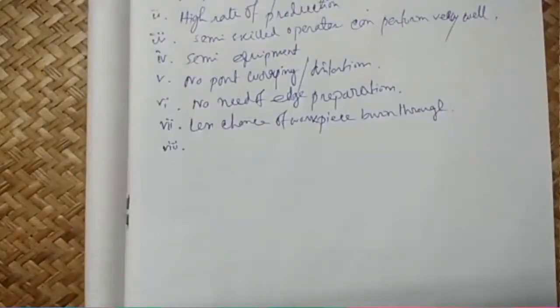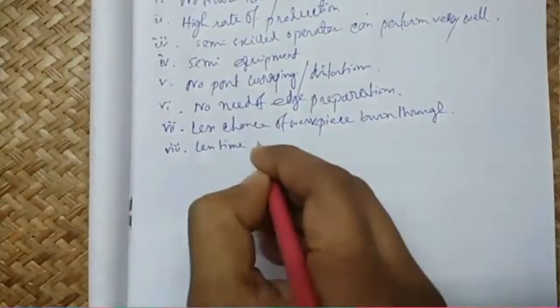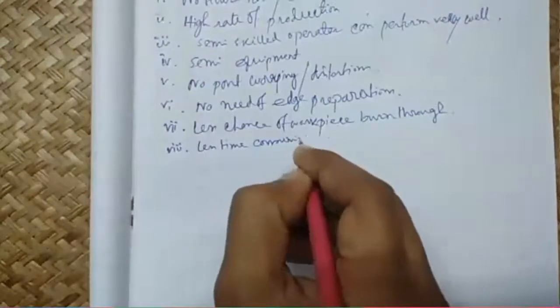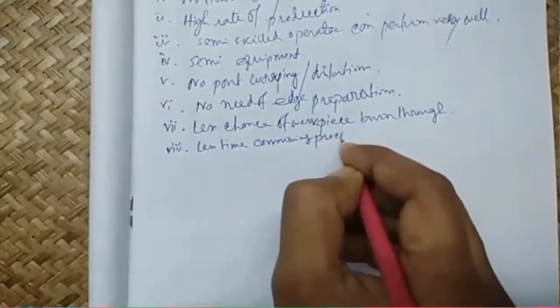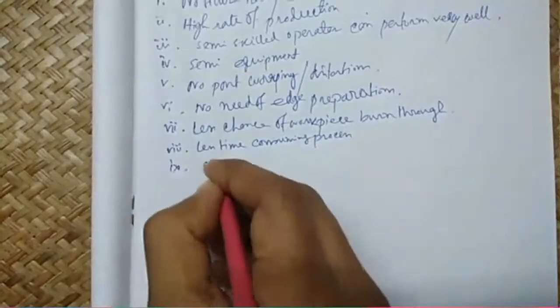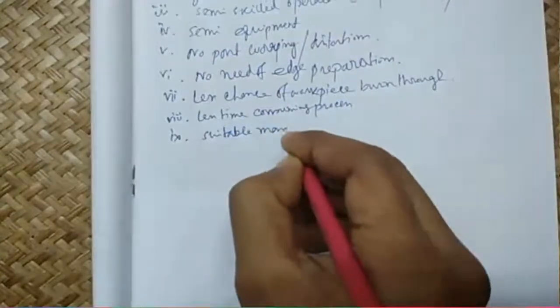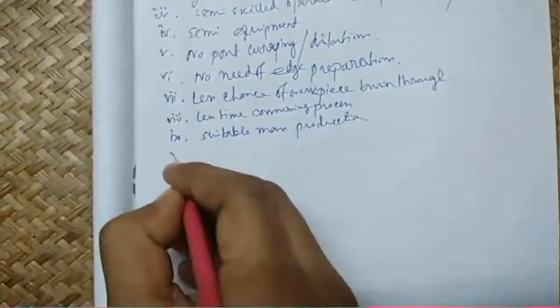Okay, number 8, less time consuming process. Number 9, it is suitable for mass production, as it is very simple and requires very less time.